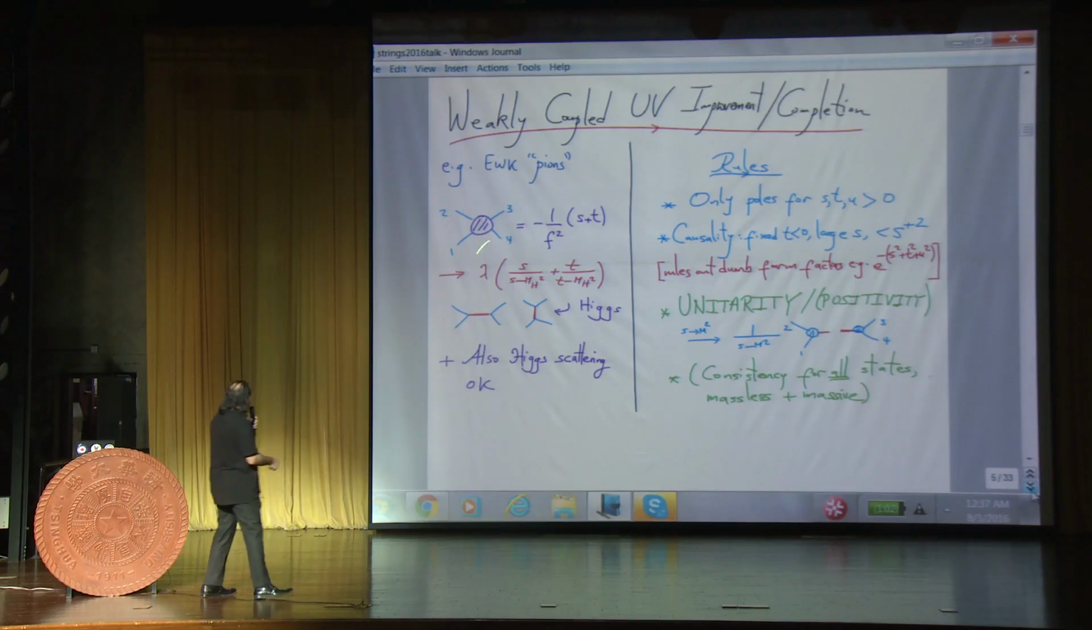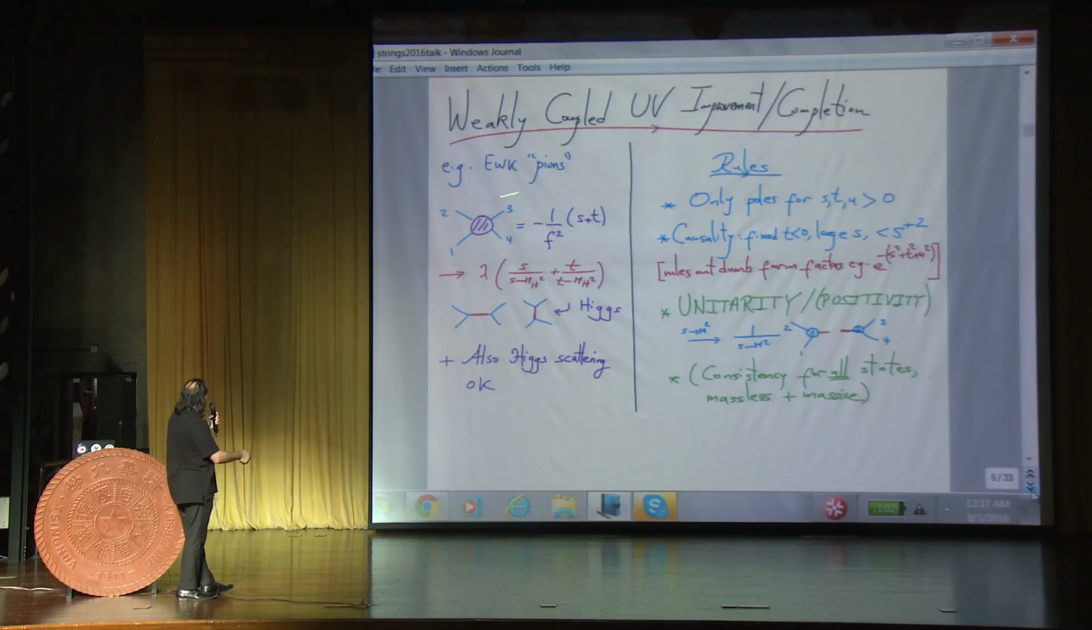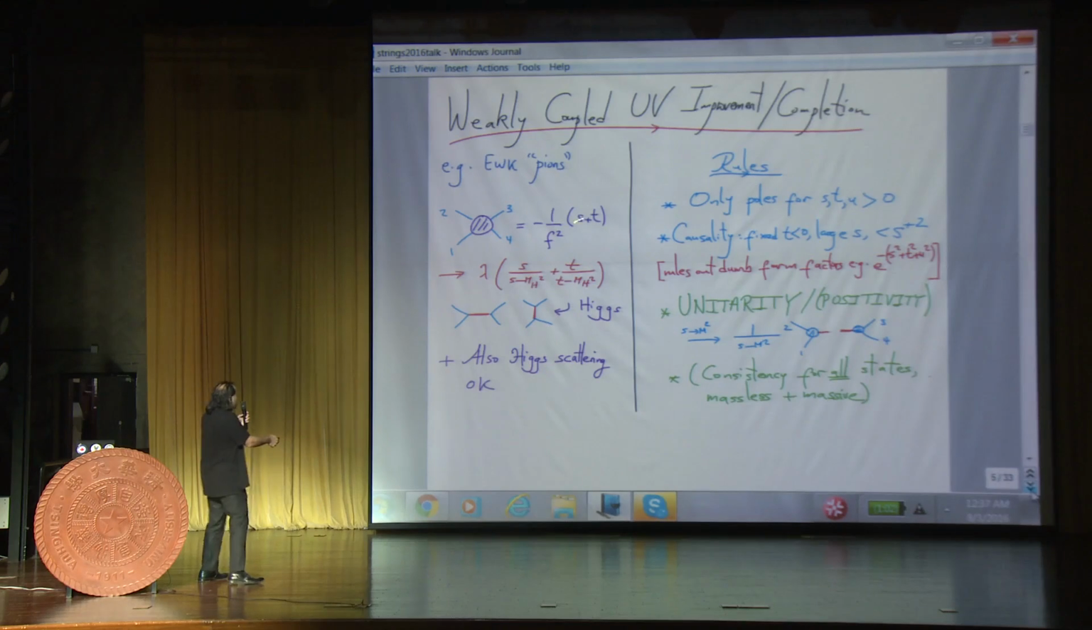And of course, at weak coupling, again, this is something we're very familiar with. For example, for electroweak pions, the 2-to-2 scattering amplitude, the longitudinal components of W's and Z's, begins life as minus s plus t, which grows at high energies. But it's very simple to fix that up.